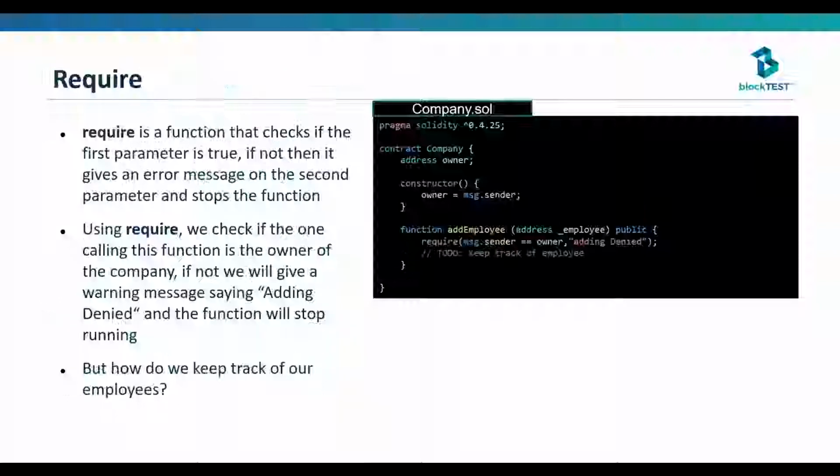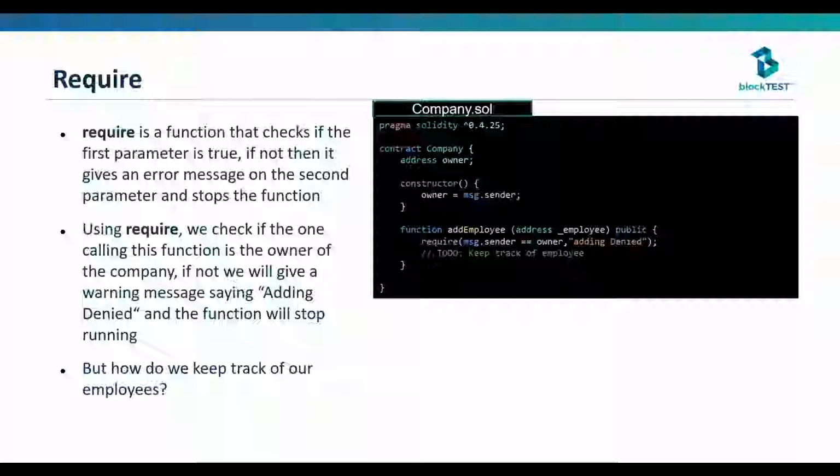To do this, we are going to use the require function. This is an inbuilt function where the first parameter does a check, and if it is true, it lets the subsequent lines of code in the function be executed. If it is false, it just throws an error. And we also have the option to specify an error message, which is the second parameter.